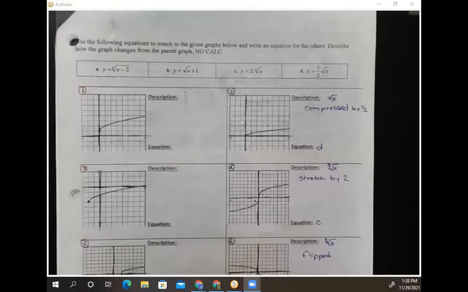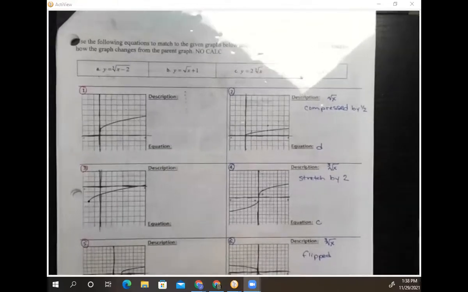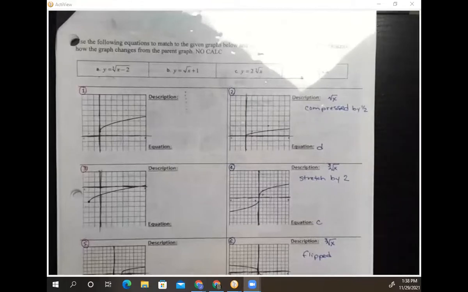Okay, today we're going to continue to take a look at graphing our radical functions. So we're looking at square roots and cube roots and their graphs. We're going to start on page 3 today. Now we've already done the even numbered problems from page 3. So today we're going to take a look at the odd numbered problems from page 3.